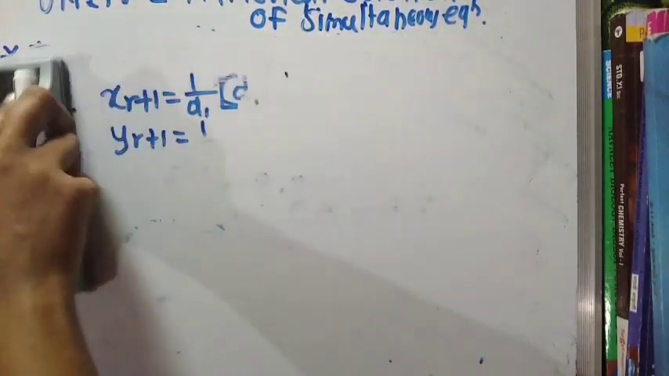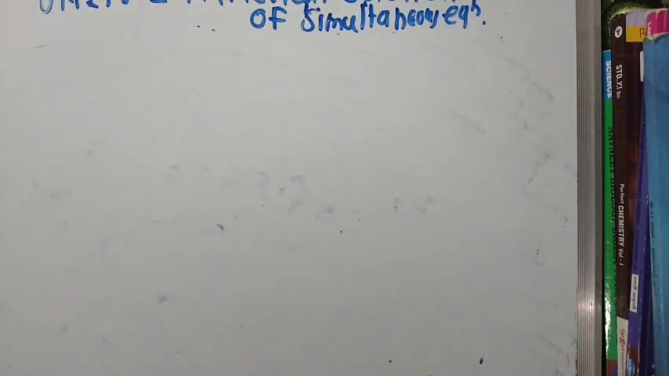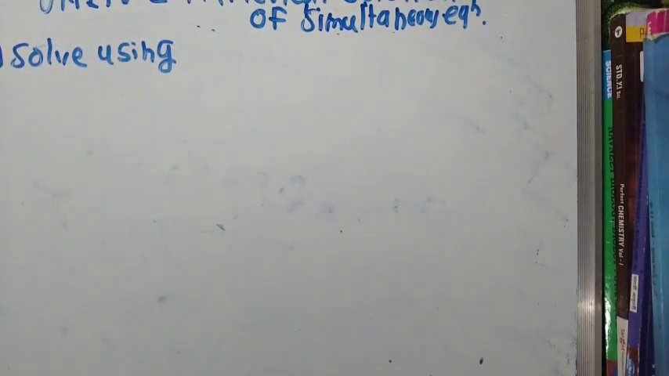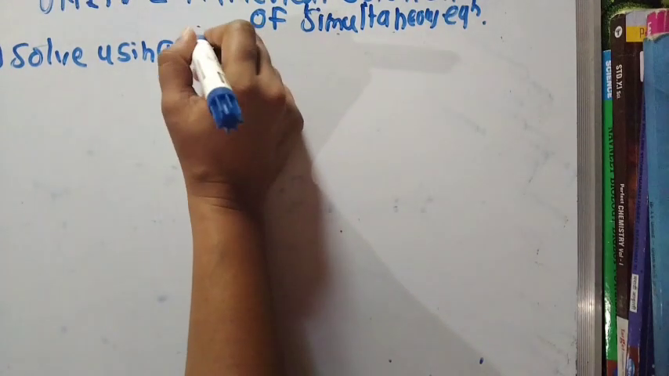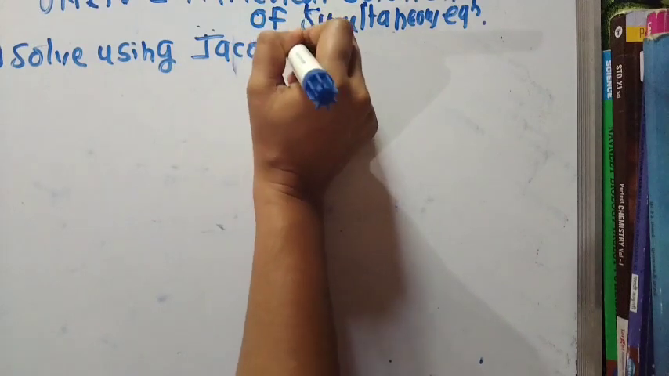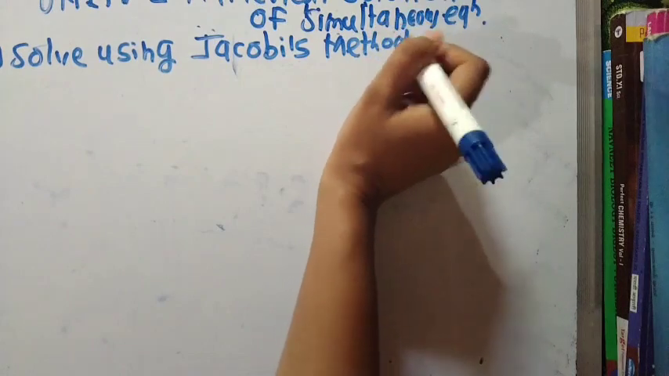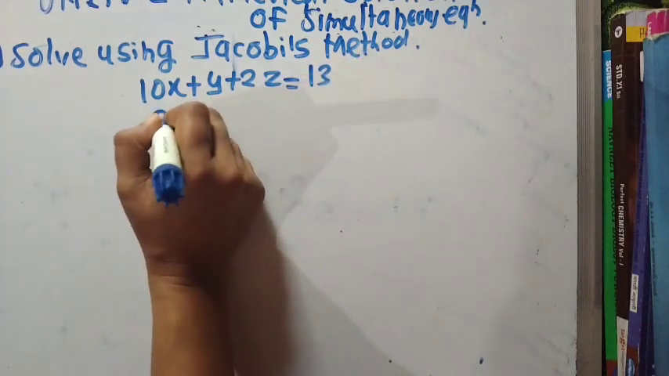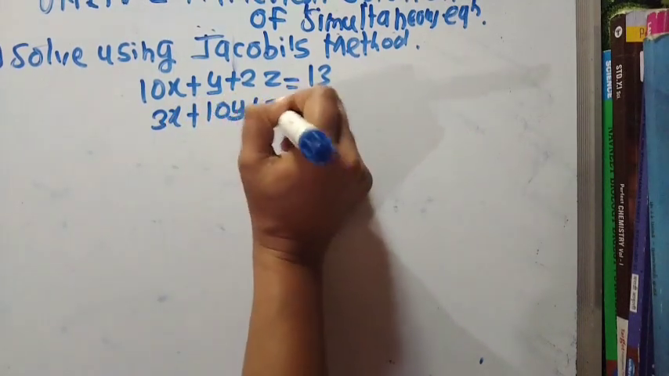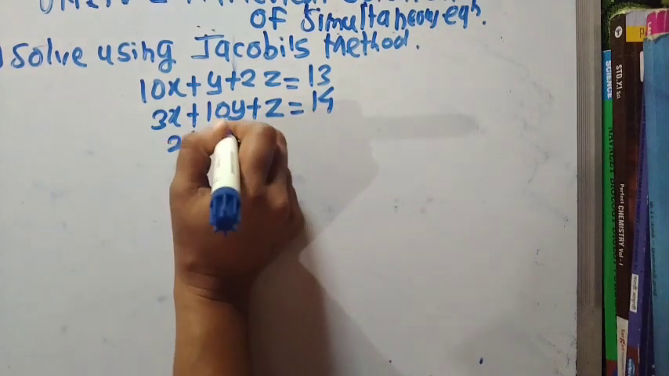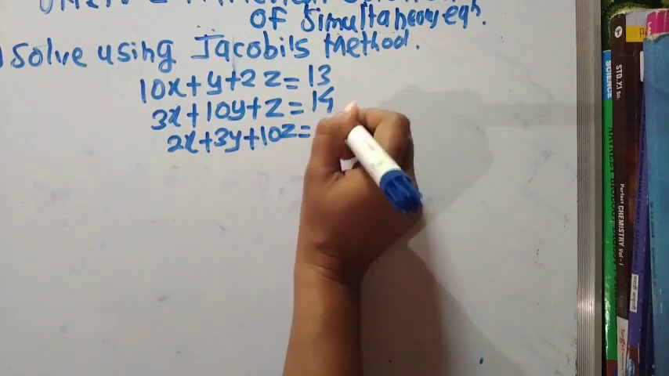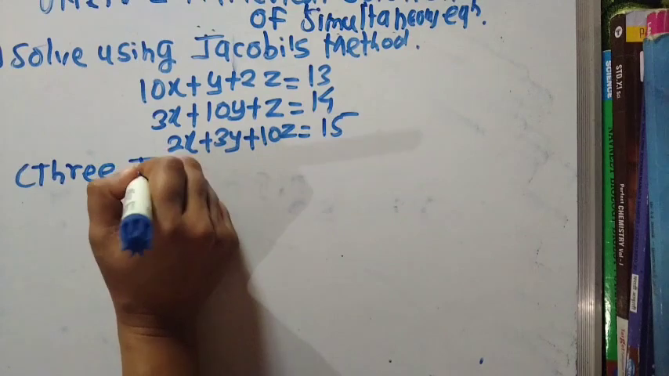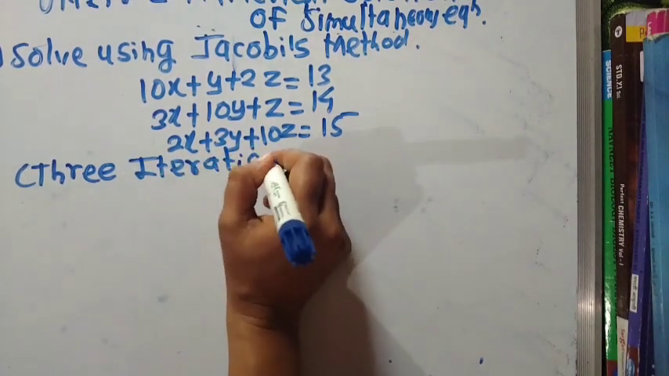Then we give the first example. Solve using Jacobi's method: 10x plus y plus 2z is equal to 30, then 3x plus 10y plus z is equal to 40, then 2x plus 3y plus 10z is equal to 15. Here, 3 iterations only.